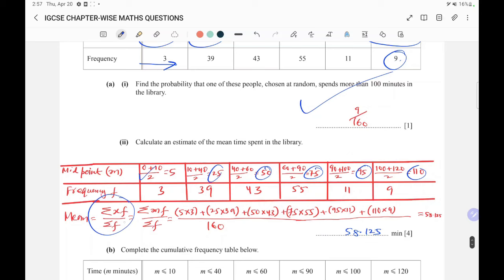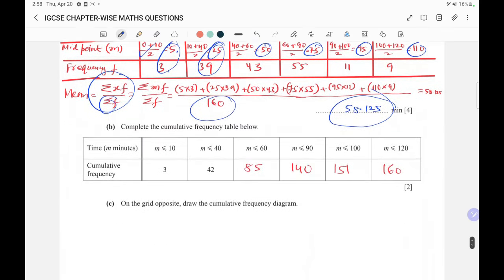Now mean is sigma xf over sigma f, I mean total frequency, or sigma mf over sigma f. Like mf or xf, x is this, f is this, just multiply 5 times 3, 25 times 39, like that. And total frequency is 160. Just calculate, 58.125, you will get.